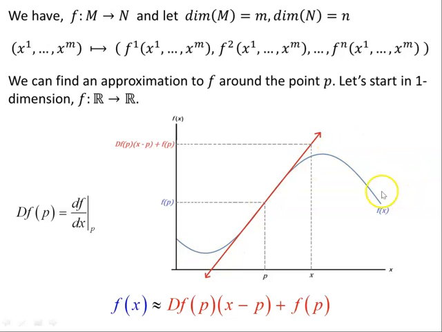Globally, of course, it's not an approximation at all. There's no way you would consider this linear fit acceptable for the rest of the curve globally. But just at this point P here, it's an excellent fit.